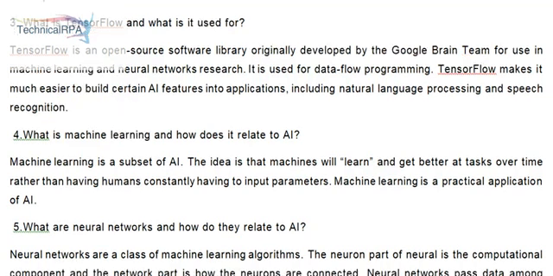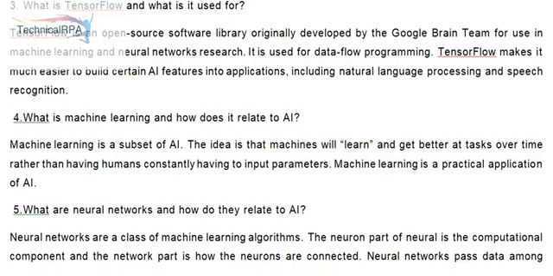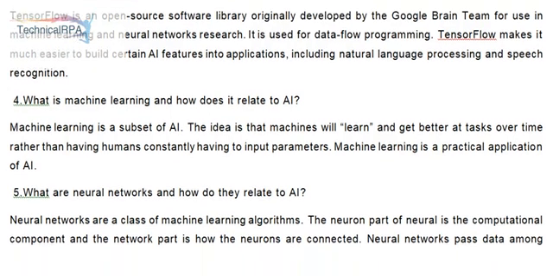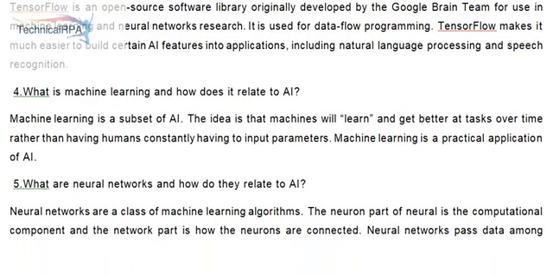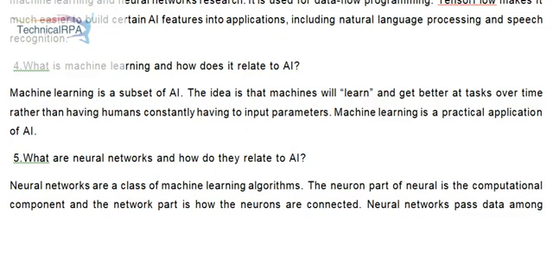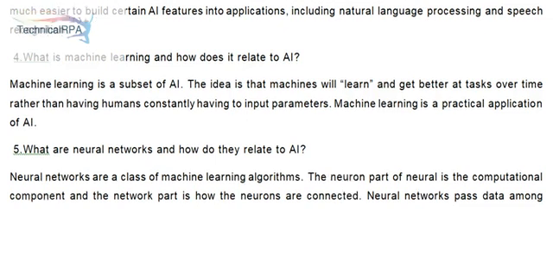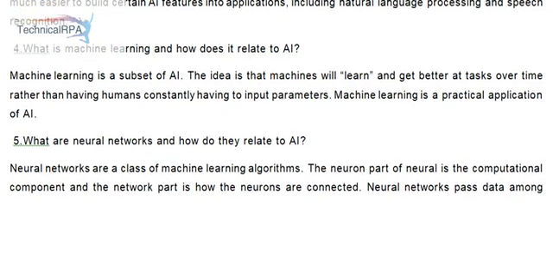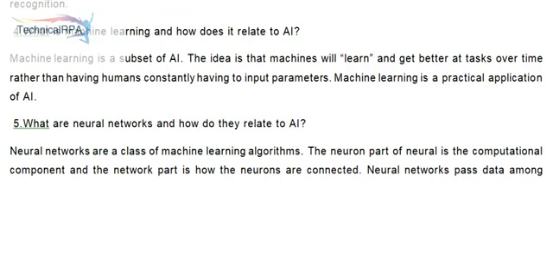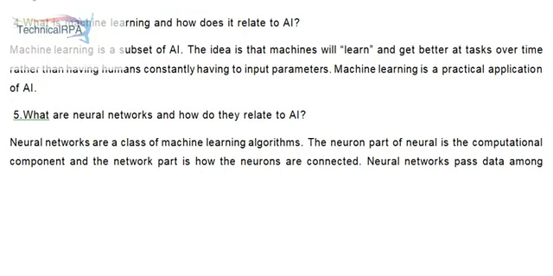4. What is machine learning and how does it relate to AI? Machine learning is a subset of AI. The idea is that machines will learn and get better at tasks over time rather than having humans constantly having to input parameters. Machine learning is a practical application of AI.